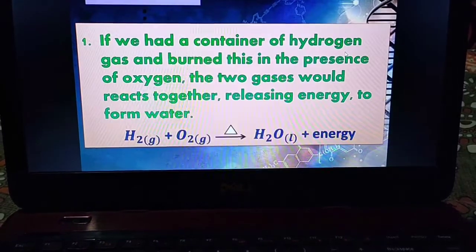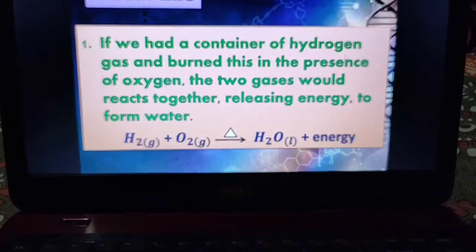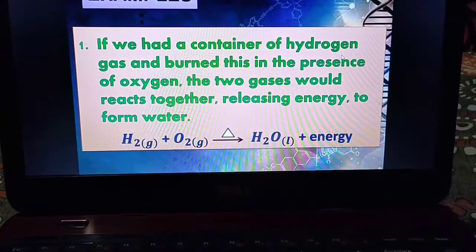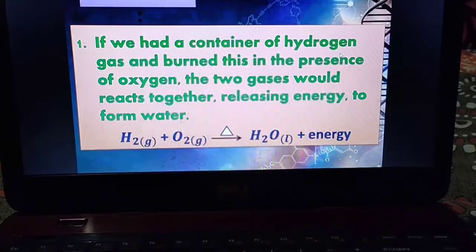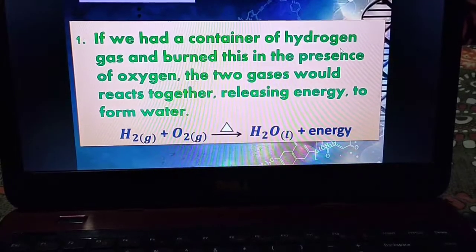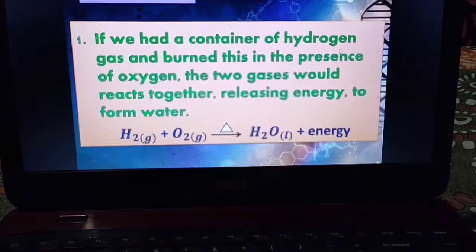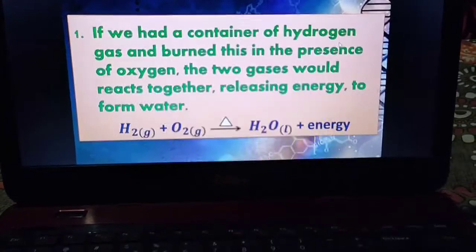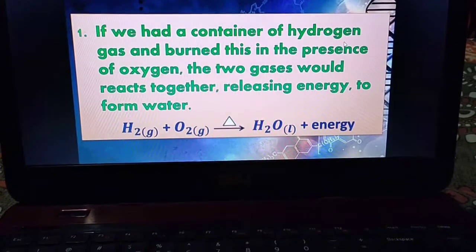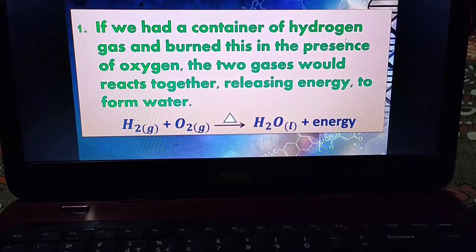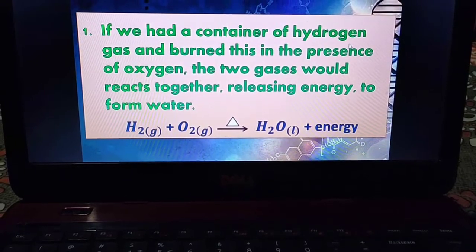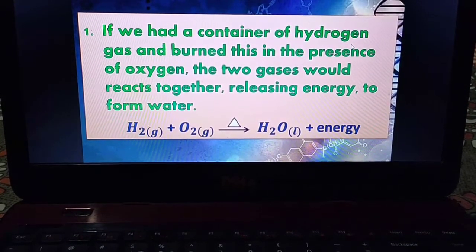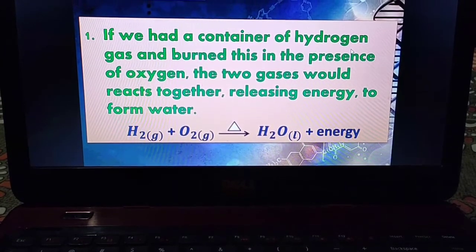Now see, I'm giving you an example here. If we had a container of hydrogen gas and burned it in the presence of oxygen, the two gases would react together, releasing energy to form water. So you see, H2 plus O2 gives H2O, plus energy is released. Now the topic: how can a chemical equation be made more informative? There are some steps for how we can make it more informative.